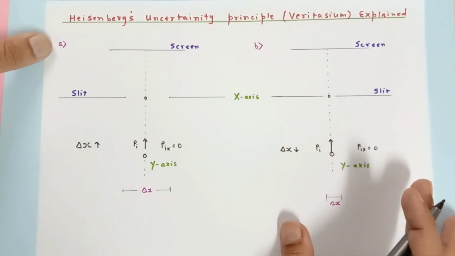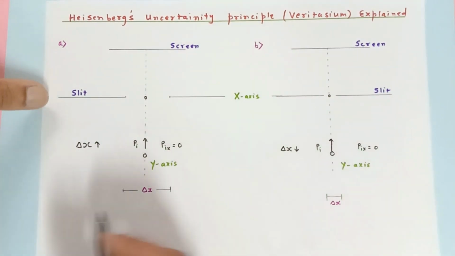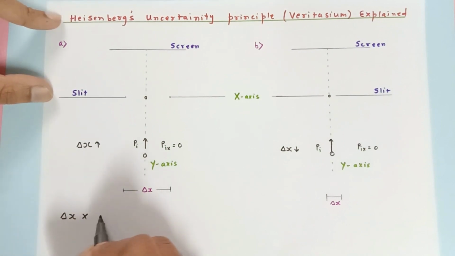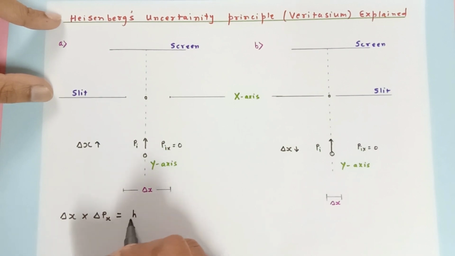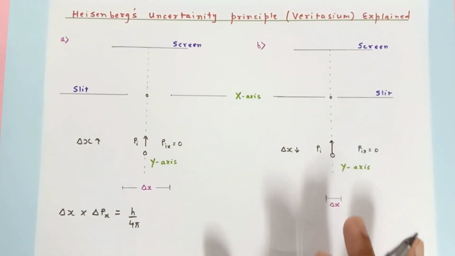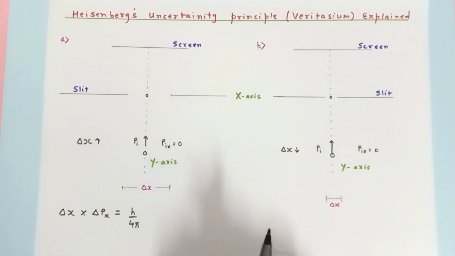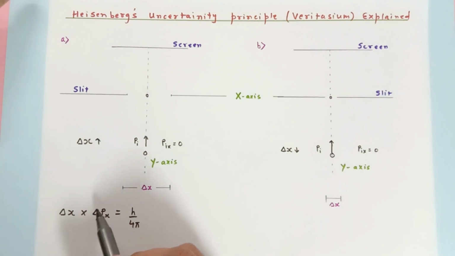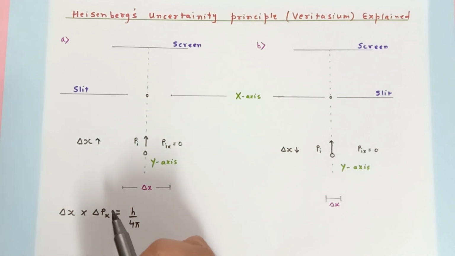Now what is Heisenberg's uncertainty principle? So it is delta x into delta px, that is equal to h upon 4 pi. Now when we are applying this Heisenberg's uncertainty principle, make sure that we are applying in x or in y direction. Now what happens is, since delta x is very, very large, delta px has to be very, very small. So I am going to consider this as almost 0, so that you can understand it in a better way.